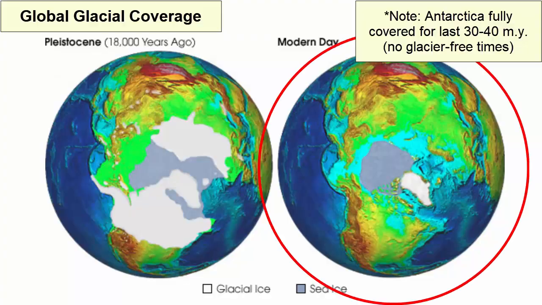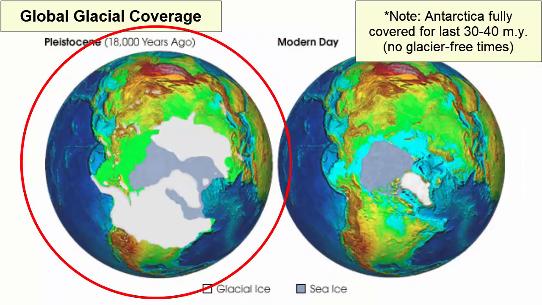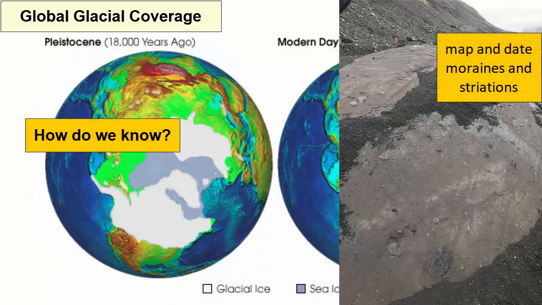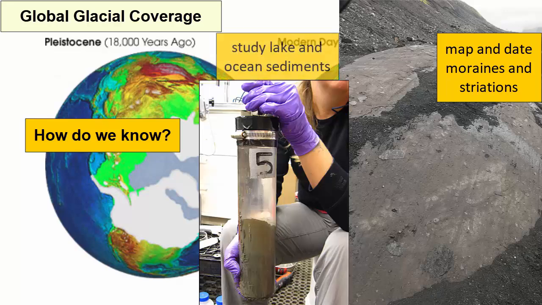This map shows you where glaciers are found today, covering roughly 10% of the land surface of the planet. This map shows glacial coverage 20,000 years ago during the last ice age, when glaciers advanced and covered 30% of the land surface. How do we know? We can see, map, and date the deposits these Ice Age glaciers left behind, the moraines and the striations. We can also study sediments left behind in lakes and oceans.